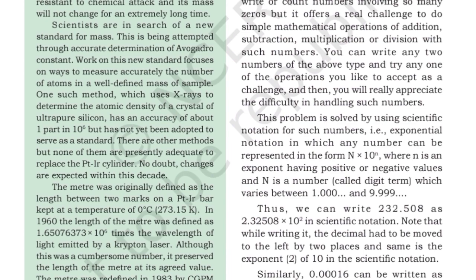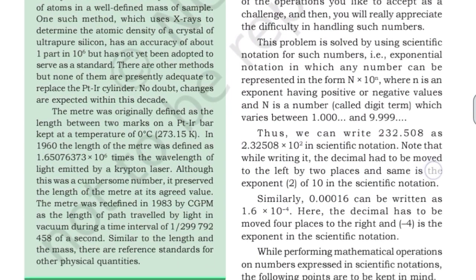This problem is solved by using scientific notation for such numbers, that is, exponential representation in the form N times 10 to the power n, where small n is an exponent having positive or negative values and capital N is a number called digit term, which varies between 1.000 and 9.999.